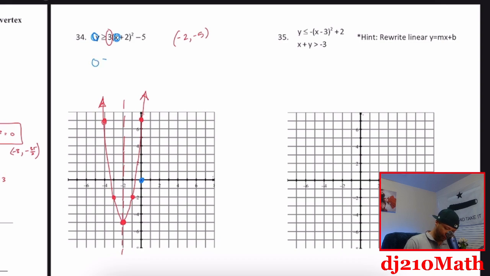So this is 0, 0. So 0 greater than 3 times 2 squared minus 5. This is going to be a positive number. So 2 squared is 4. 4 times 3 is 12. Minus 5, 7. Is 0 bigger than 7? No, it's not. That's false. So we shade opposite of where 0, 0 is.